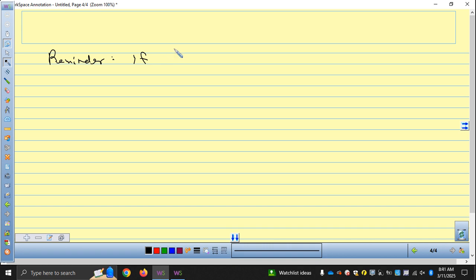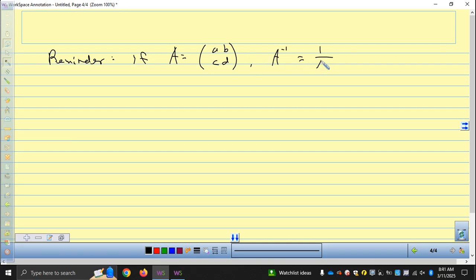And a reminder, if matrix A is a, b, c, d, A inverse is 1 over the determinant of A times, we switch these two, change the sign on these two. I'm not going to have you find inverses of 3 by 3s. We would use technology to do that. The process for finding the inverse of a 3 by 3 is a little more involved, but a 2 by 2 is very easy to find the inverse.